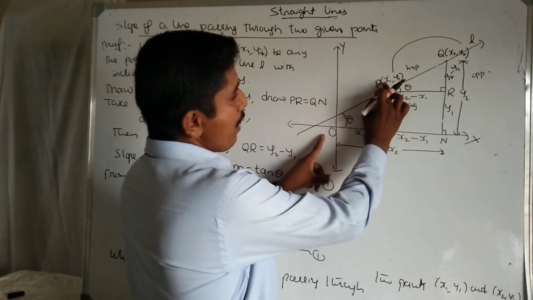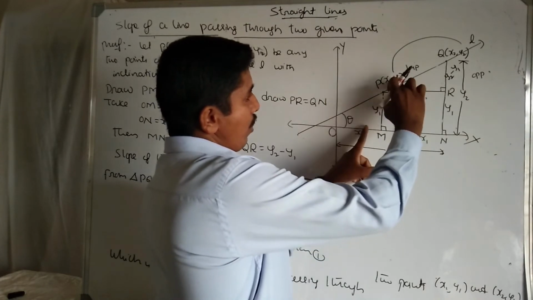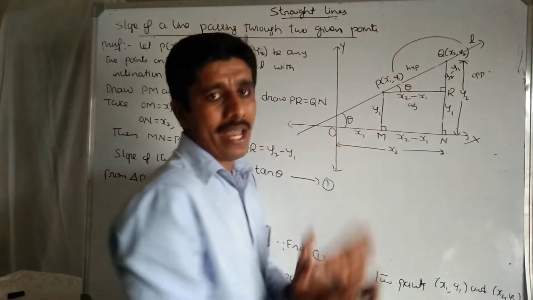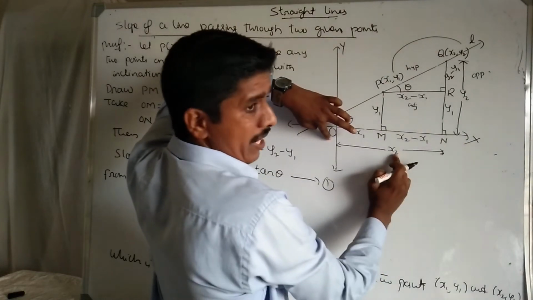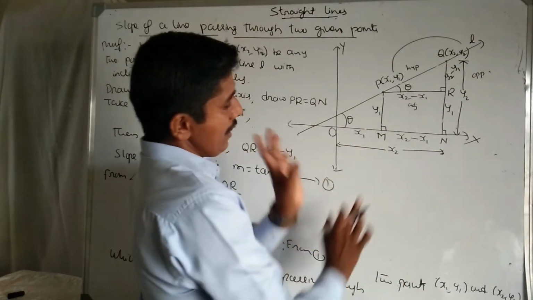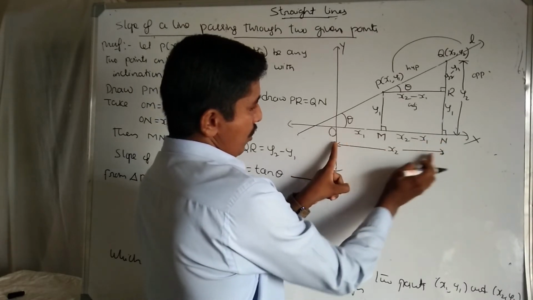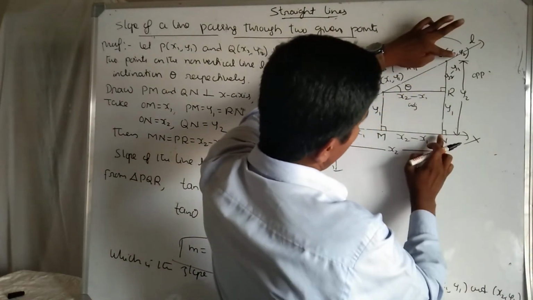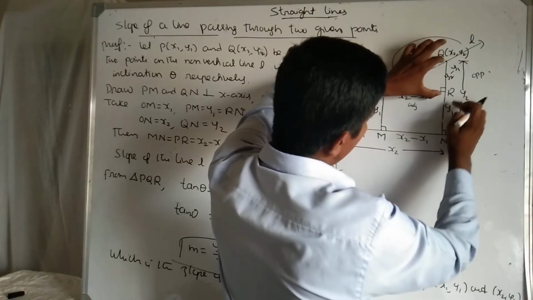So clearly, P point coordinates x1 comma y1 means OM equal to the x coordinate x1. Here PM equal to the y coordinate y1. This is y1, and this is also y1 because the two lengths are equal. Next, Q point coordinates x2 comma y2 means the x coordinate ON equal to x2 and the y coordinate QN equal to y2. Got it. Now, the total length is x2, OM length is x1. What about MN? Total length minus this length, x2 minus x1. Then what about QR? Here total length y2 and this RN length y1. So the QR length means y2 minus y1.